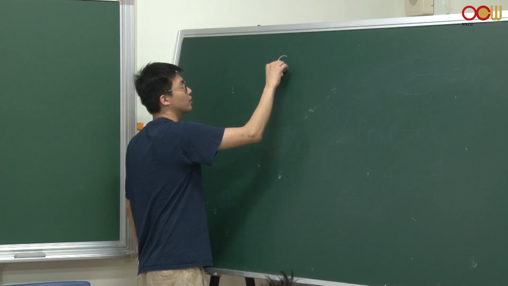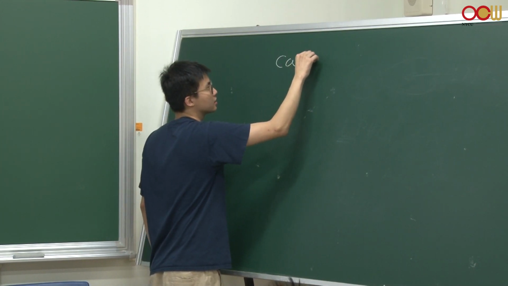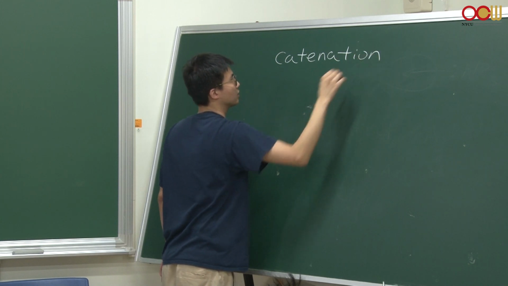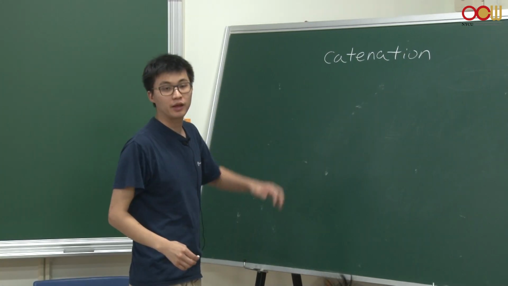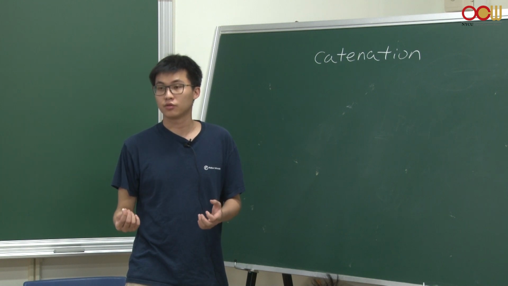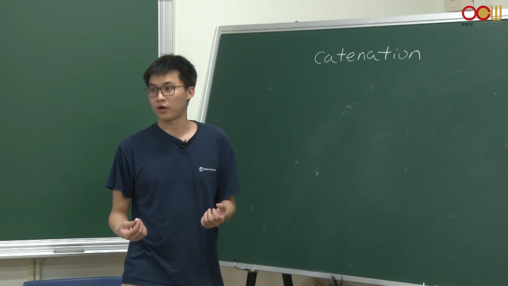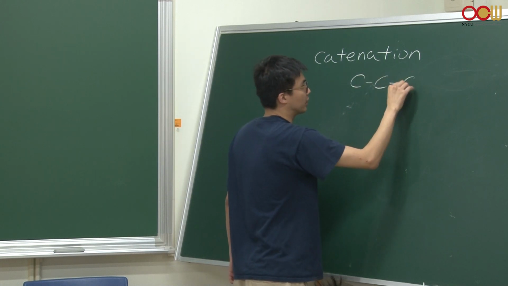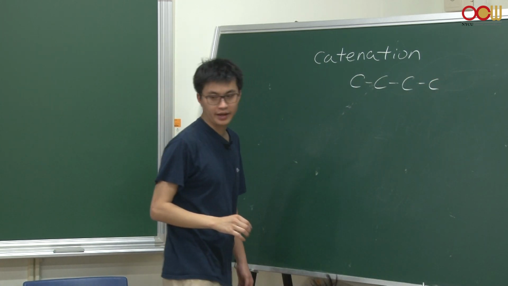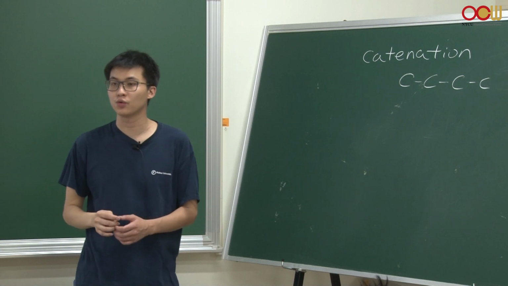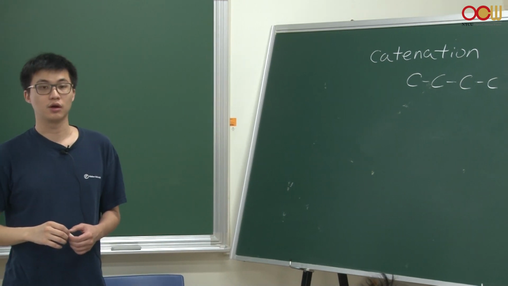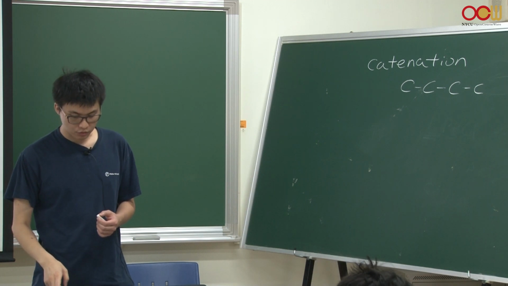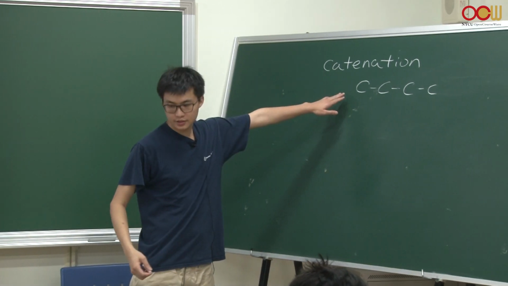So on the midterm, a lot of people did not recognize this word, catenation. Okay, so catenation is the ability of an element to form bonds with one another. So carbon is capable of forming catenation. This really has to do with the nature of carbon and its valence electrons. So it's able to form bonds with itself.